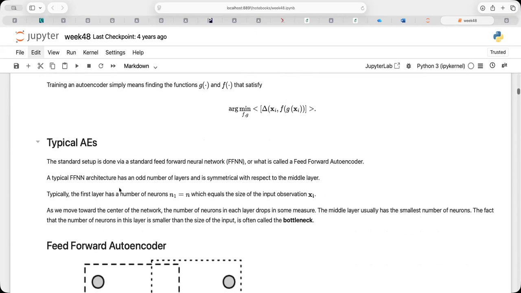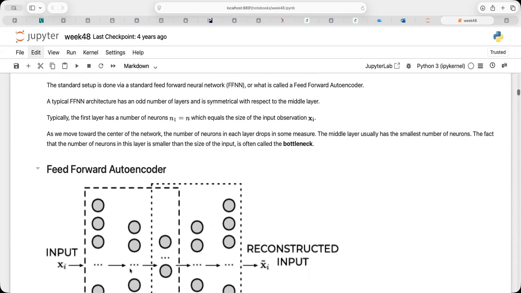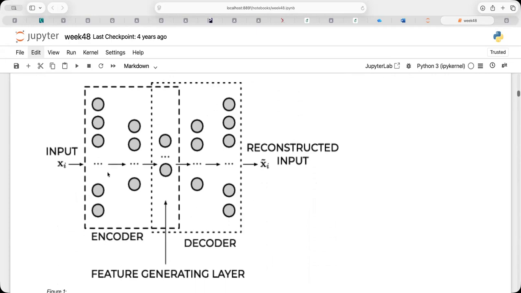So a typical standard autoencoder is done via a standard feed-forward neural network. This is normally called a feed-forward autoencoder. A typical feed-forward has an odd number of layers and is symmetrical with respect to the middle layer. So that means you could have a number of nodes here, n1 up to n2, and then you have the same number of nodes in the decoder part. So this is the encoder part.